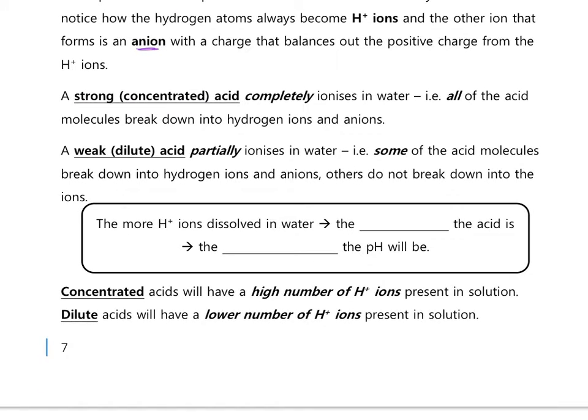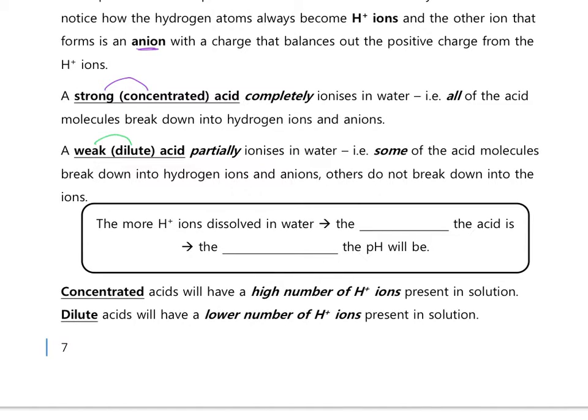So earlier on we were talking about strong and weak acids. So strong, we use the term concentrated, those two things mean the same thing. Weak, we use the term dilute. And what makes an acid strong or weak is how much it ionizes in water to form these H+ ions and the corresponding anion. And basically, the more H+ ions you have dissolved in water, the stronger your acid is going to be.